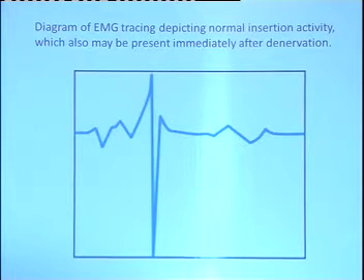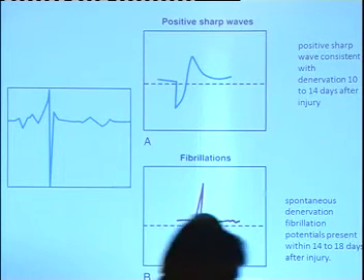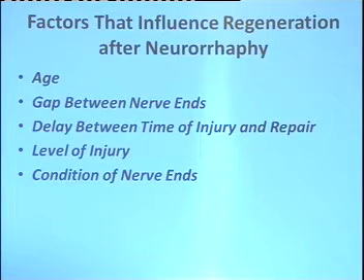If you do an EMG, this is a normal EMG before denervation, and you get positive sharp waves consistent with denervation at 10 to 14 days, and this is fibrillation potentials, which shows that now the recovery will not be there. So, the factors that influence regeneration after neurorrhaphy are age of the patient, smaller the age, better is the recovery, gap between the nerve ends, if they are in approximation, chances of recovery are more. Delay between time of injury and repair is important, because if the nerve ends have become into bulbs, then the repair will not be complete.